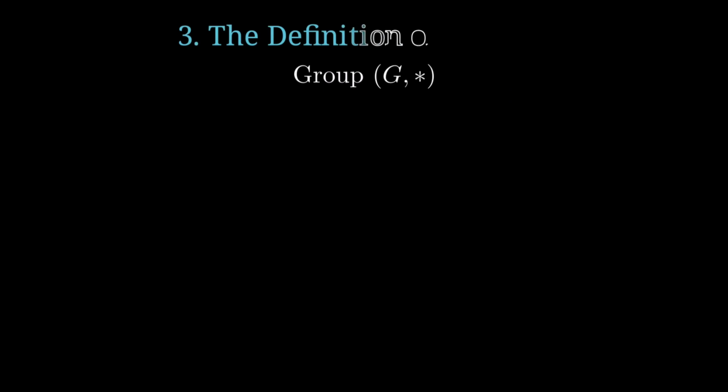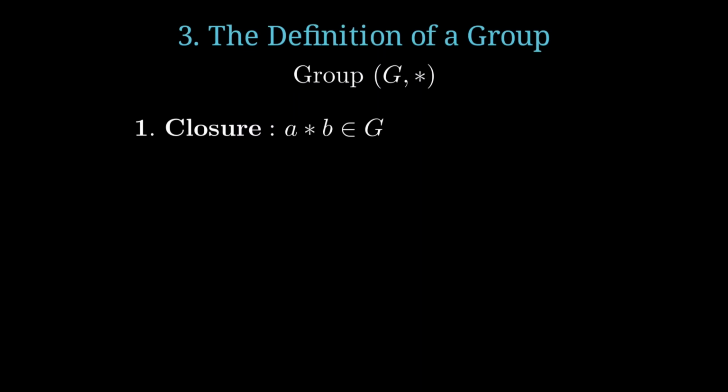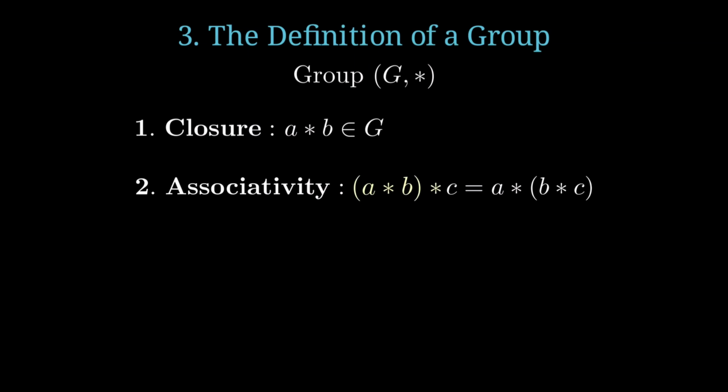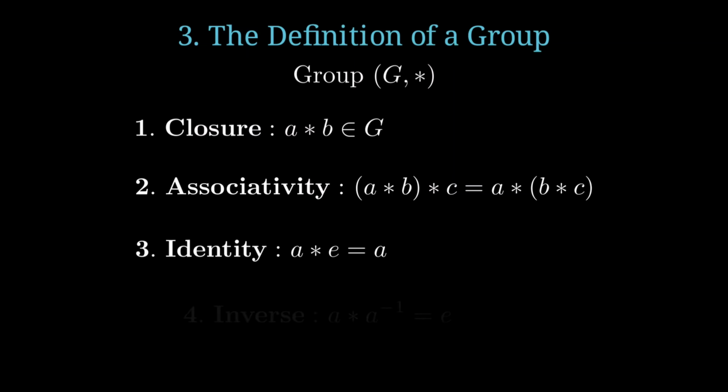We are now ready to define a group. A group is a set combined with an operation that satisfies 4 strict axioms. Number 1, closure. Number 2, associativity, meaning the grouping of operations doesn't matter. Number 3, an identity element exists. And number 4, every element has an inverse that undoes its action.